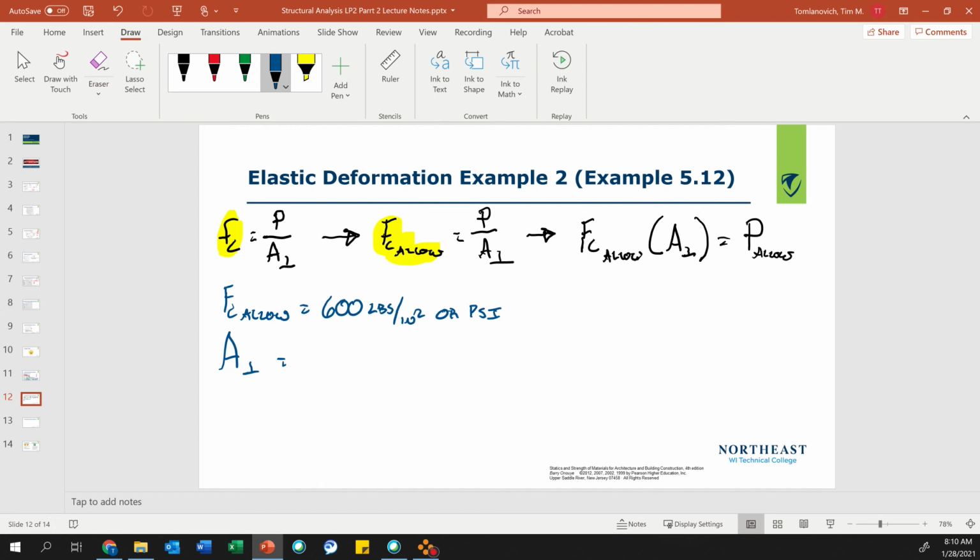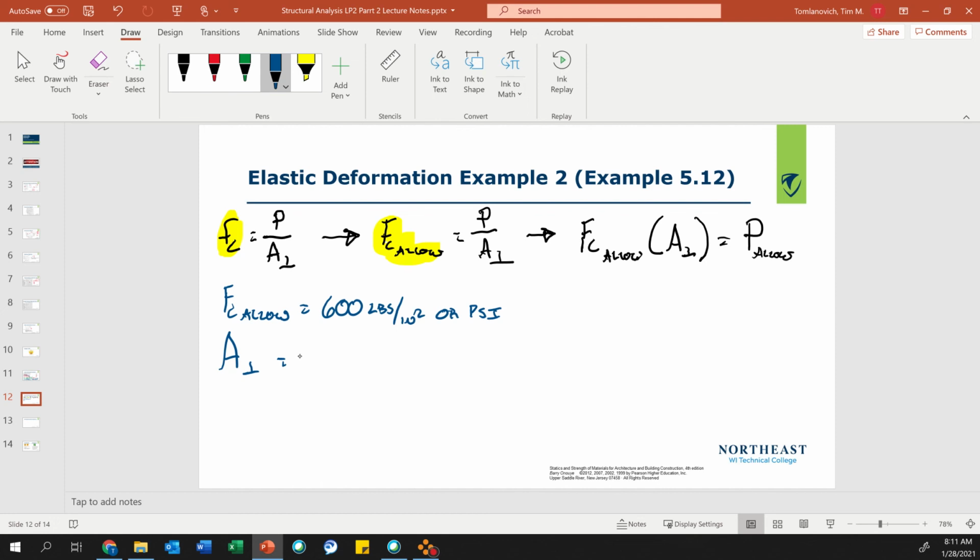I go to page 576, 4x4. Yes, it's 3.5 by 3.5, and the area is 12.25. So when you're looking at this table in the appendix or any of these tables, make sure you're looking at English units or metric units, because they have both on there. Don't get them confused, okay? Make sure you're looking at the right column.